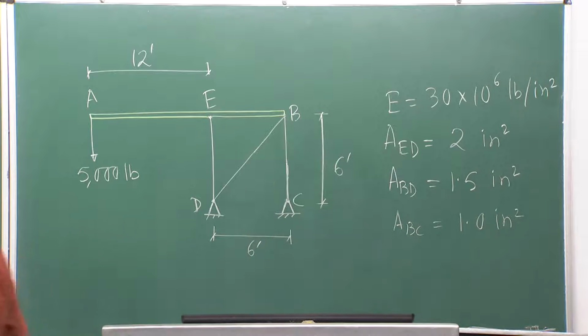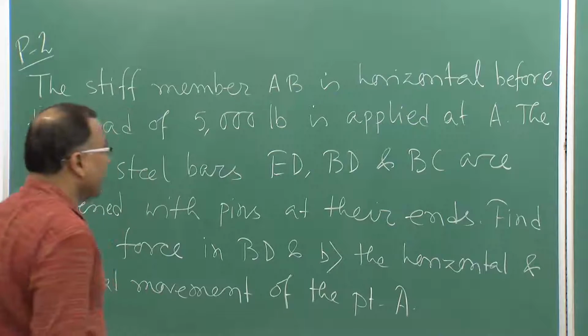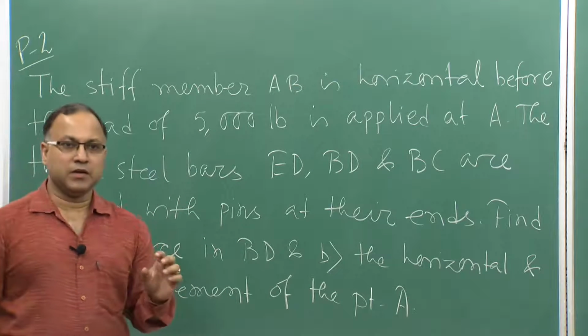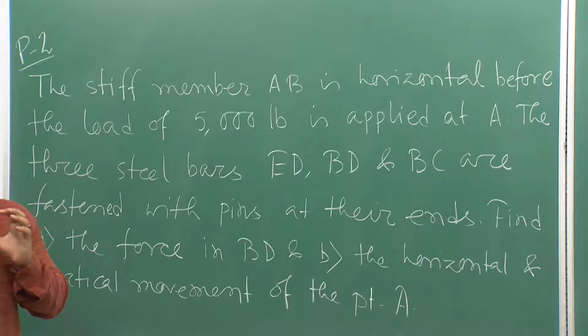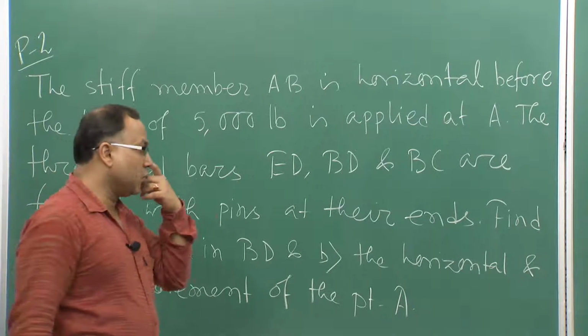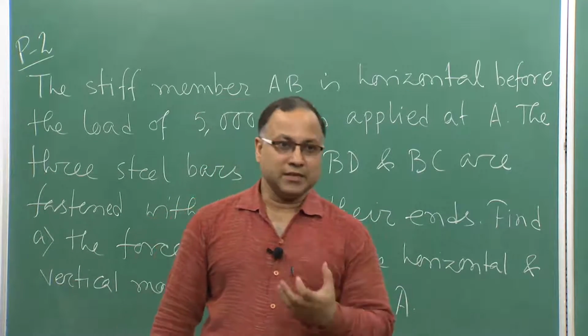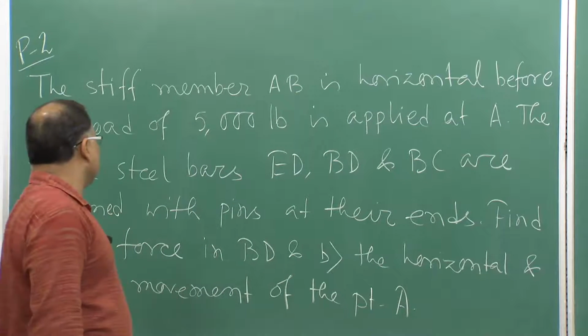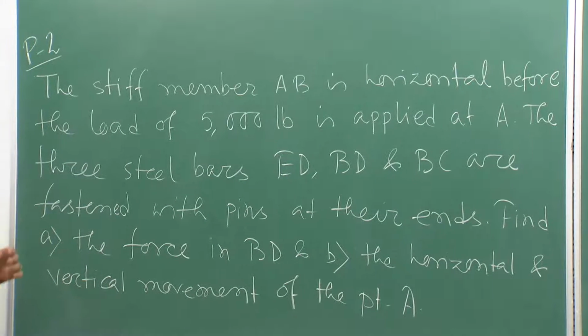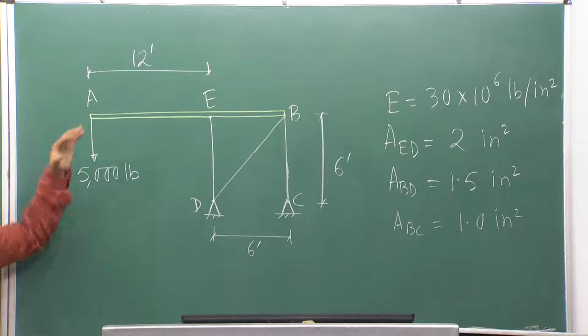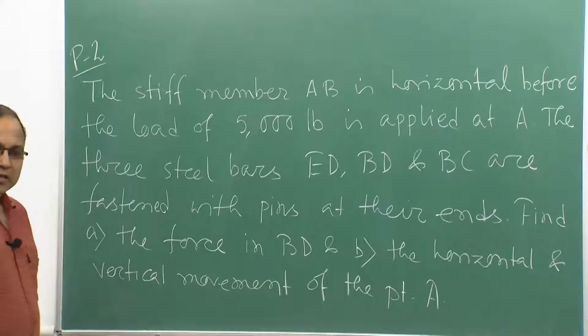Okay. So, this is the problem. The problem says the stiff member AB. So, AB is a stiff member, that means we are considering this member as a rigid member without any deformation. So, this member is not experiencing any deformation, so it will be behaving as a rigid member. The stiff member AB is horizontal before the load of 5000 pound is applied. So, before the application of this load at point A, this member AB remains horizontal.